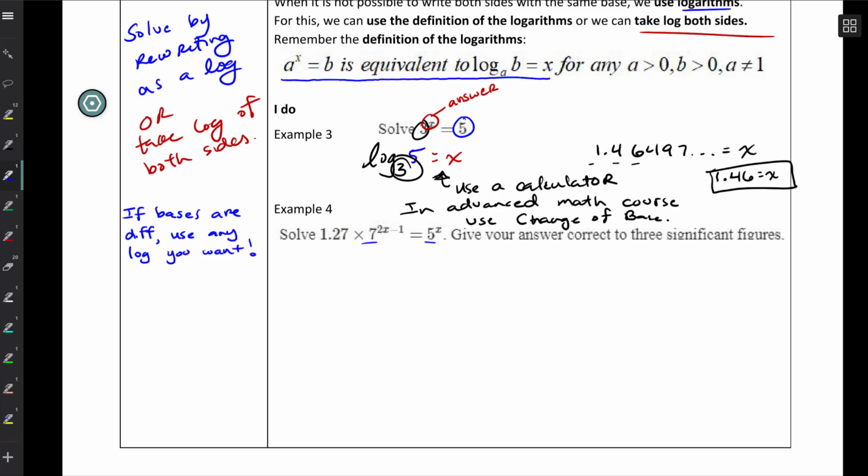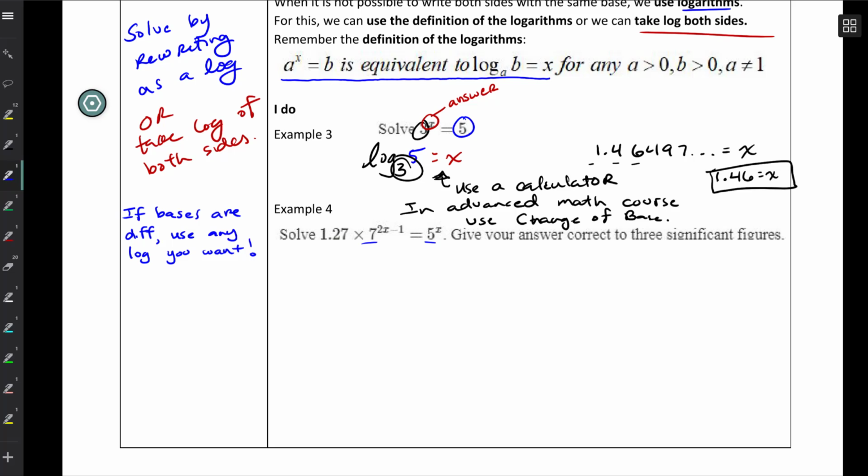So here's what we can do. We can take the log of both sides. And you think, wait, you just told me earlier that the logs have to be the same base if I'm going to do that. Well, if your bases are different, you can use any log you want. It's just going to look really gross at first, but we'll start to see how we can put it together, okay? So let's go ahead and take a look at this one.